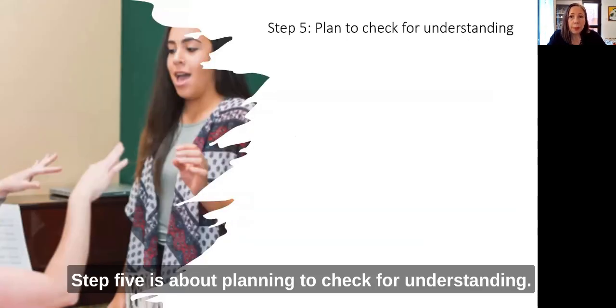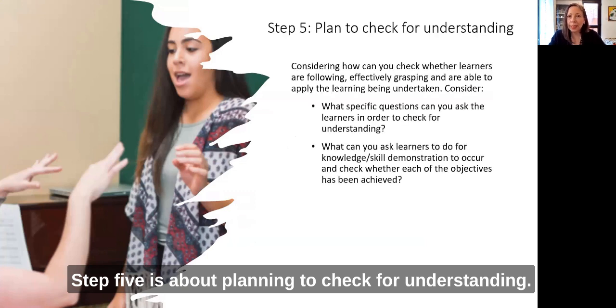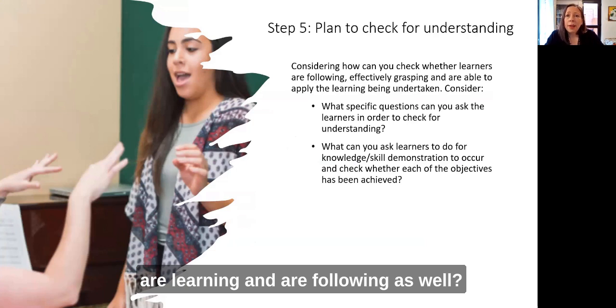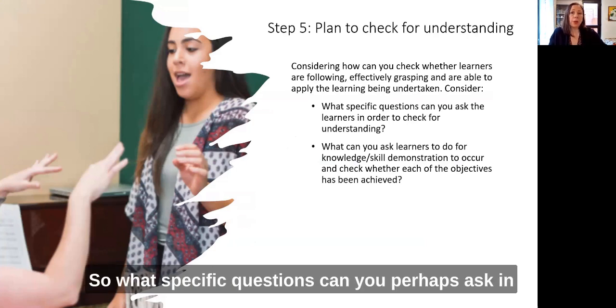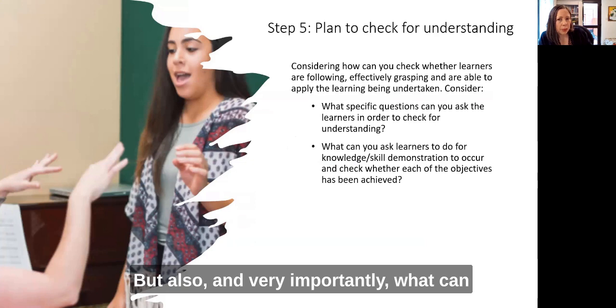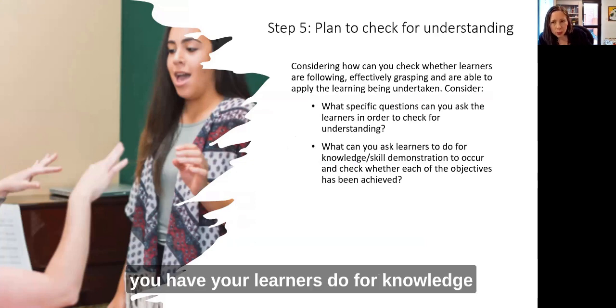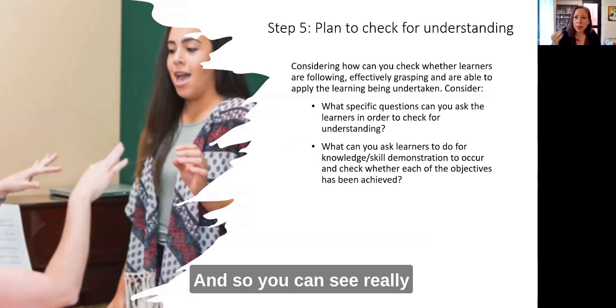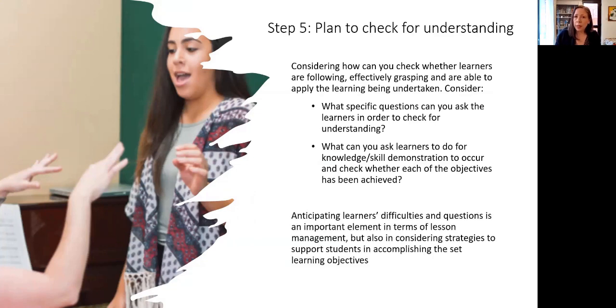Step 5 is about planning to check for understanding. So how will we know that students are learning and they're following as well? So what specific questions can you perhaps ask in the class in order to check for understanding? But also, and very importantly, what can you have your learners do for knowledge and skill development to be demonstrated, so you can see really what's happening in the learning.